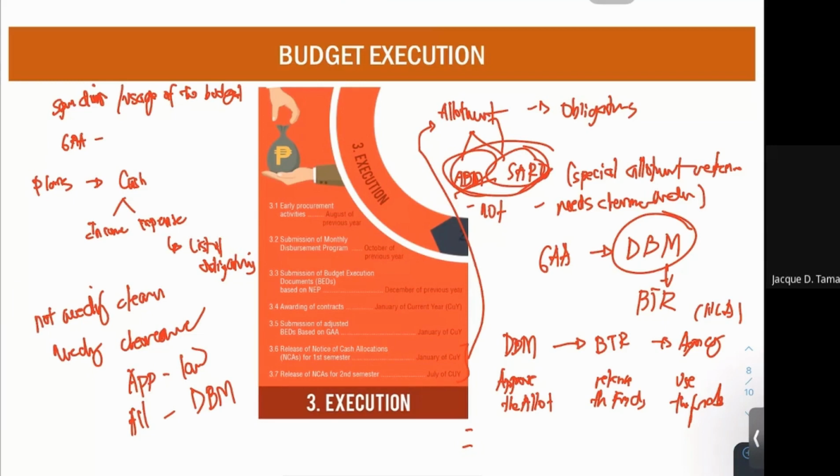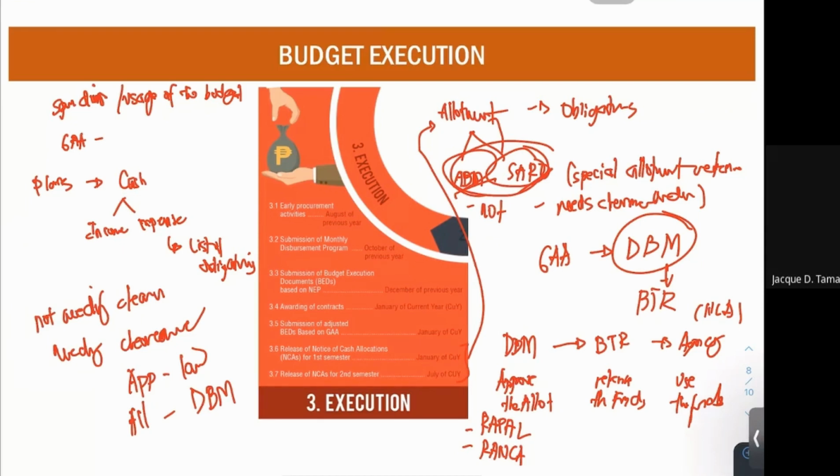Okay? Now, as we said, your DBM will approve the allotment, and in approving the allotment, that can be in the form of ABM and SARO. To record that, we have your Registry of Appropriations and Allotments, RAPAL. That is the recording of the data as to the release to the government agency. And then we also have your RANCA, Registry of Allotments and NCA, or Notice of Cash Allocation. This is the allotments and NCA issued.